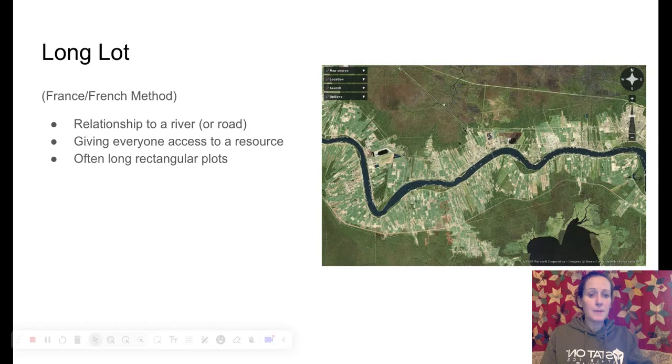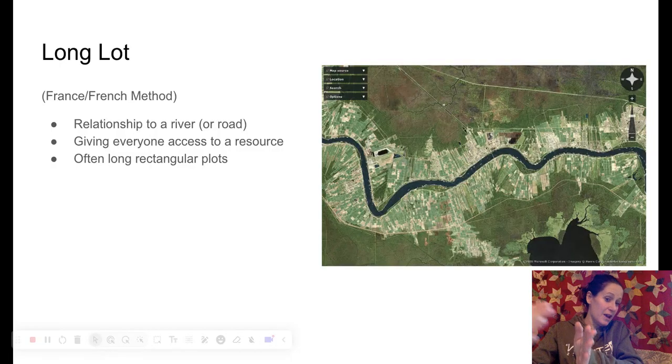A long lot, this is similar to the linear method that we saw. This is also known as the French method because this was used a lot in old France. So this usually is in relationship to people's property along a river. It could be a road. But what happens here is you're giving everyone access to a resource. So think of a long river and everyone having long, maybe skinny rectangular plots along the river. That way everyone has access to it.